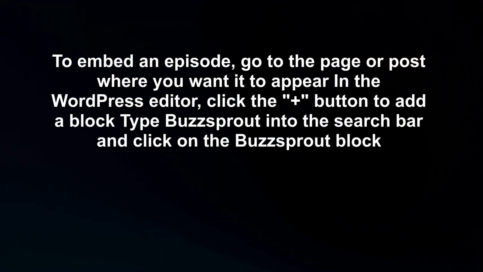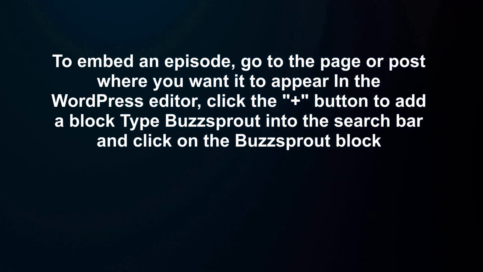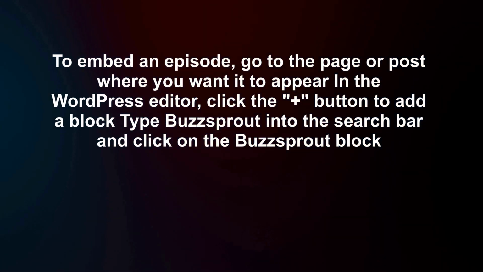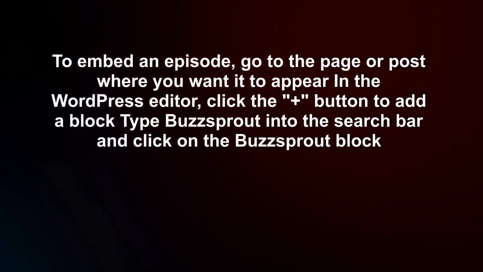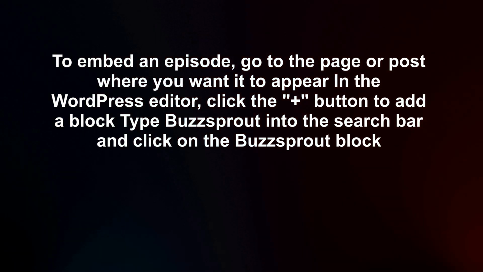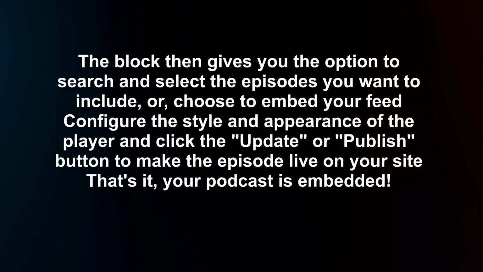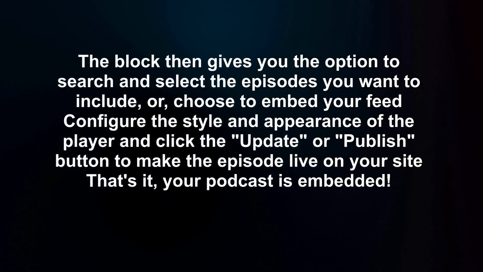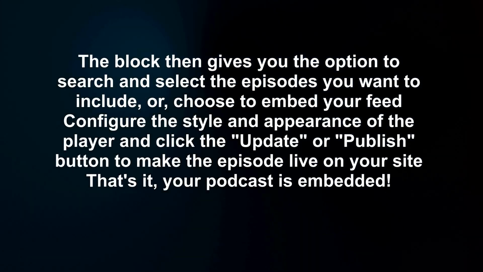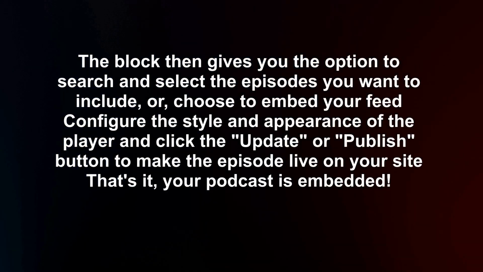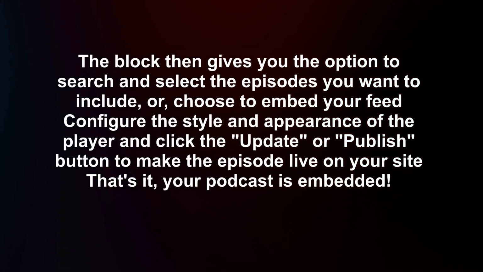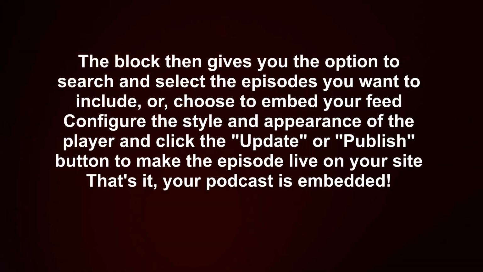To embed an episode, go to the page or post where you want it to appear in the WordPress editor. Click the plus button to add a block. Type Buzzsprout into the search bar and click on the Buzzsprout block. The block then gives you the option to search and select the episodes you want to include, or choose to embed your feed. Configure the style and appearance of the player and click the Update or Publish button to make the episode live on your site.